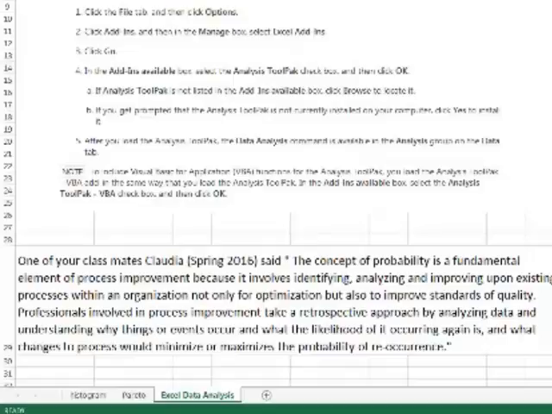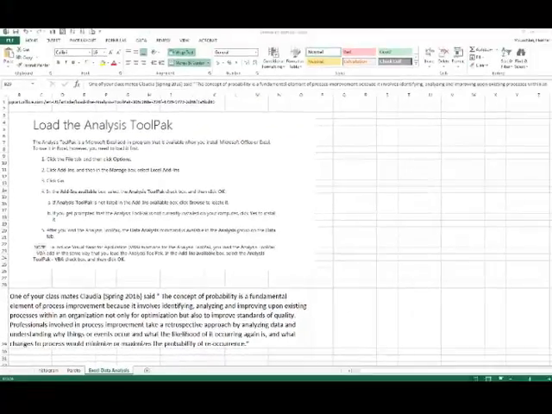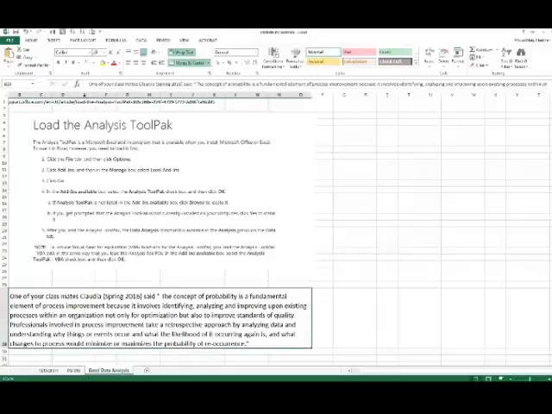Professionals involved in process improvement take a retrospective approach by analyzing data and understanding why things or events occur and what the likelihood of it occurring again is. And what this changes to process would be to minimize or maximize the probability of reoccurrence. So in that discussion, I had you roll dice. I took that information, and with that information, we're going to revisit what a histogram shows and what a Pareto shows. Now I'm going to use the data analysis tool from Excel, and this is how I loaded it.